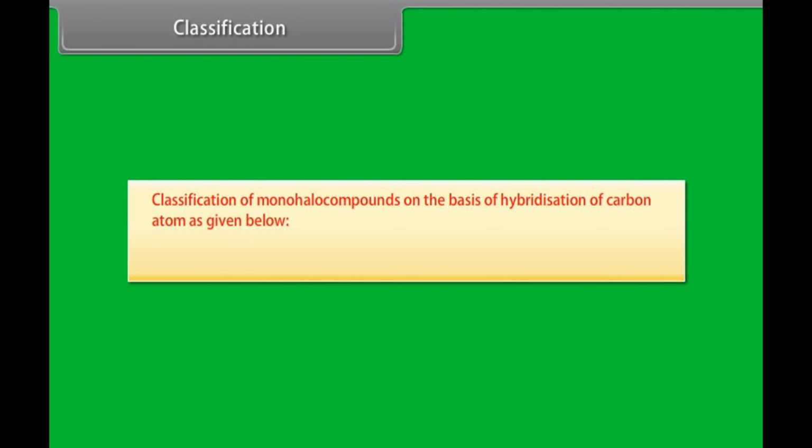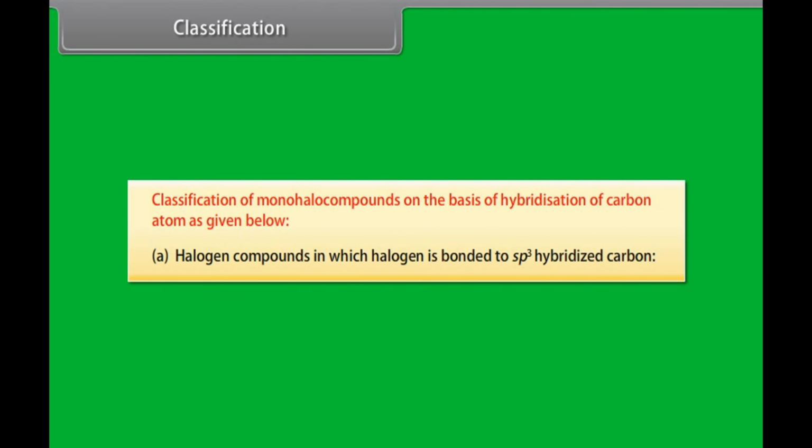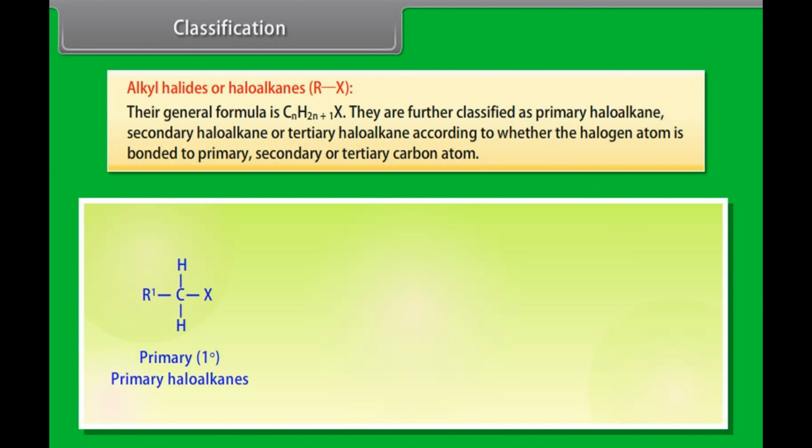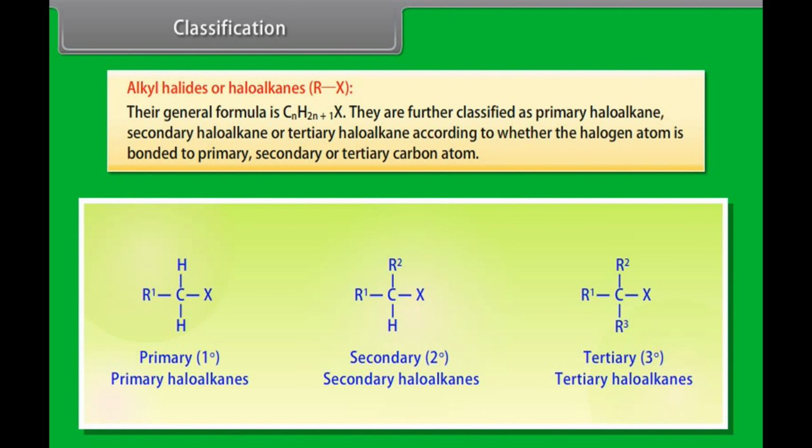Classification of monohalo compounds on the basis of hybridization of carbon atom is given below. Halogen compounds in which halogen is bonded to sp3 hybridized carbon. Alkyl halides or haloalkanes, RX. Their general formula is CnH2n+1X. They are further classified as primary, secondary, or tertiary haloalkane according to whether the halogen atom is bonded to primary, secondary, or tertiary carbon atom.